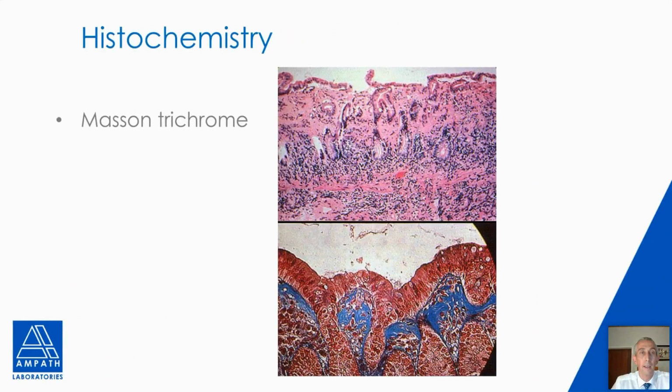Masson trichrome histochemistry is used to stain collagen. This is a case of collagenous colitis. It results in a chronic diarrhea in the presence of unremarkable colonoscopy. On the top image, the H&E slide, one can appreciate pink material beneath the mucosal surface. And on the Masson trichrome, it stains blue, indicating it is collagen.